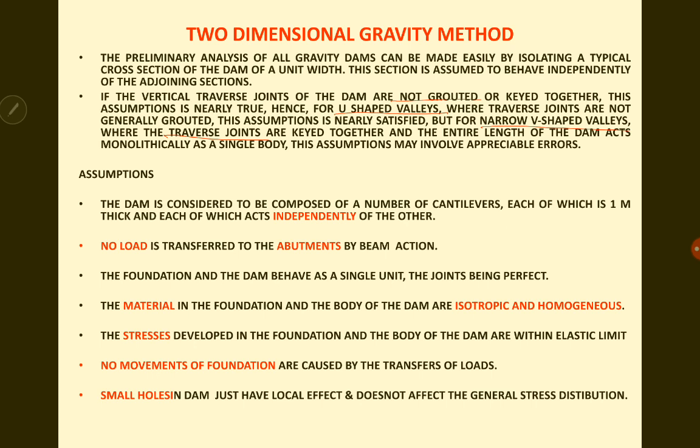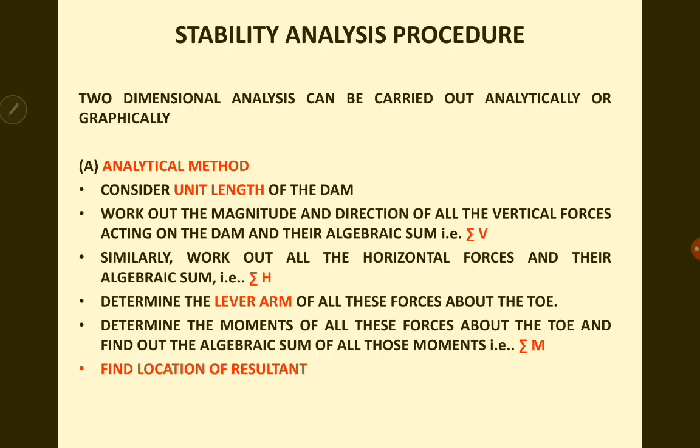So there are certain assumptions on which the two-dimensional gravity method is analyzed. First, as the basic condition, the dam is composed of a number of independent units, and second, no load is transferred to the abutment by beam action. The foundation behaves as a single unit, and the joints are perfect. The material used is isotropic and homogeneous. The stresses developed are well within the elastic limit. There is no movement in the foundation. If there are some small holes in the dam, they need not be considered, as they just have local effects. In stress analysis, these holes will not be considered. These are the basic assumptions on which two-dimensional gravity dams are analyzed.